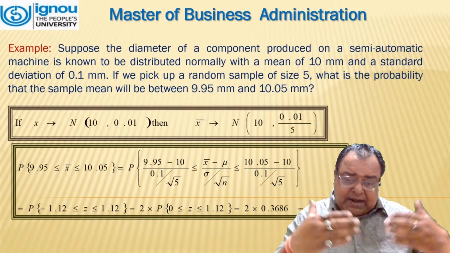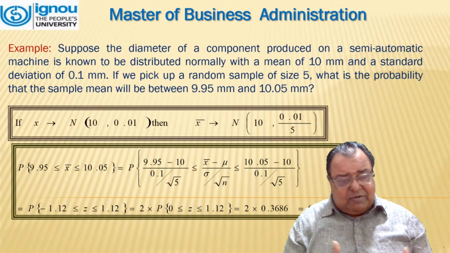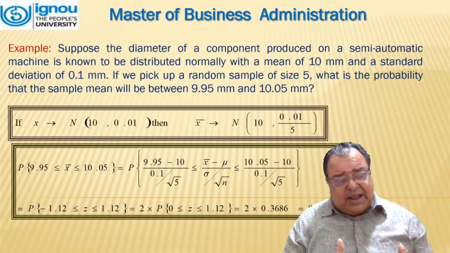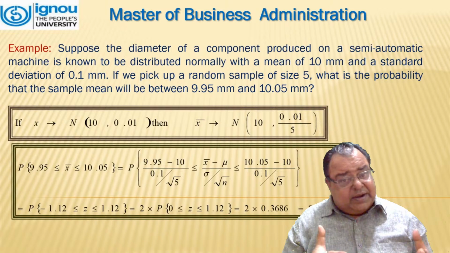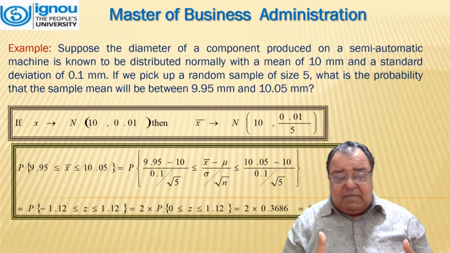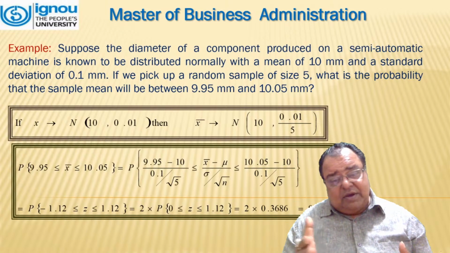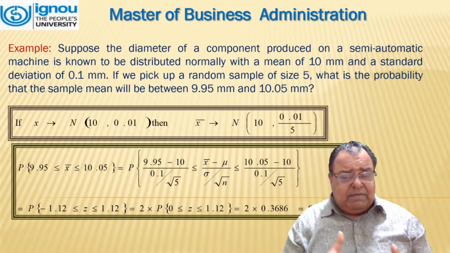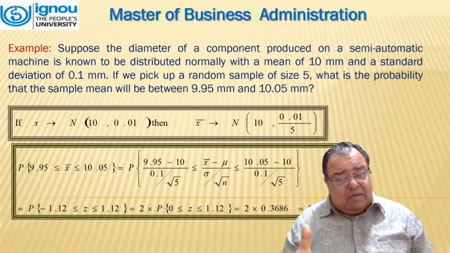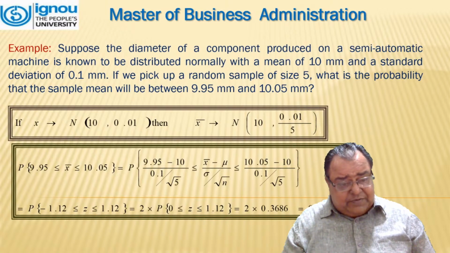Now, converting this statement into mathematical notation, we can see that x tends to N(mean, standard deviation), that is N(10, 0.1). Then x bar tends to N(10, 0.1 square by 5).